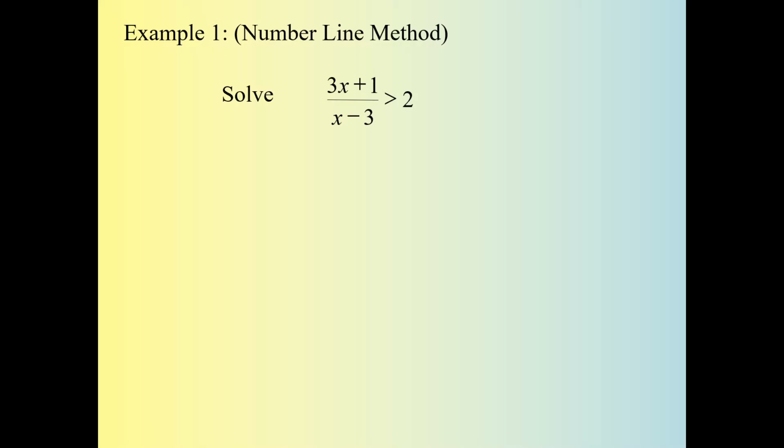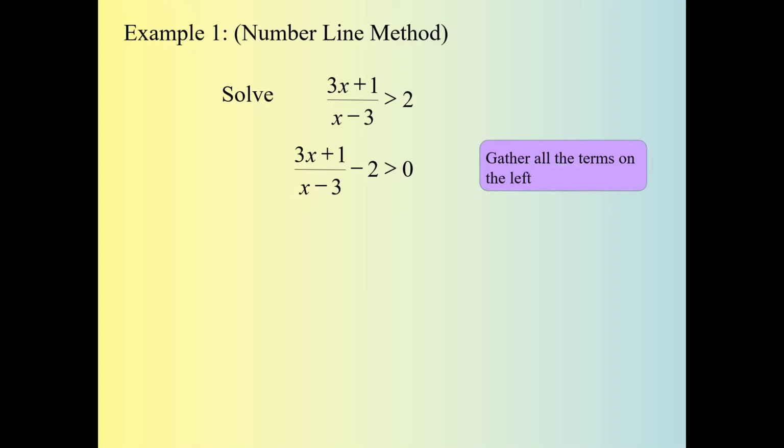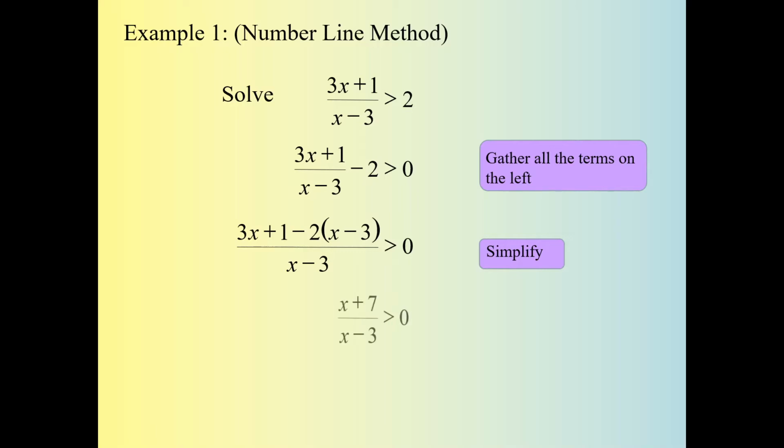(3x + 1)/(x - 3) is greater than 2. So remember, do not cross multiply. We gather all the terms on the left by bringing 2 over to the left hand side. We simplify. The common denominator is x - 3. And lastly, we have (x + 7)/(x - 3) is greater than 0.